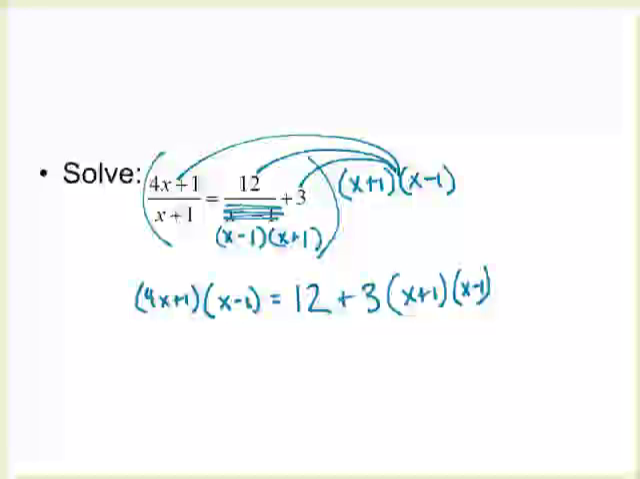So now we have some FOILing and distributing to do. So I'm going to get 4x squared minus 4x plus 1x minus 1. When you have two groups and a constant in front, multiply your two groups together first. So 4 will distribute that.